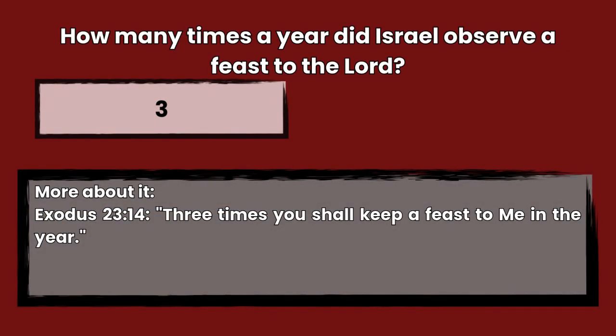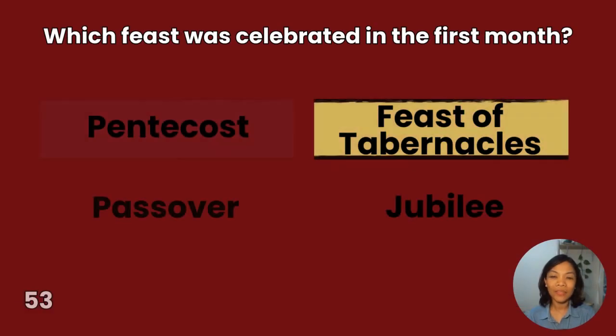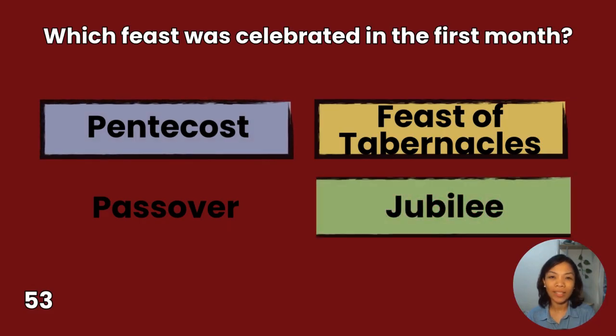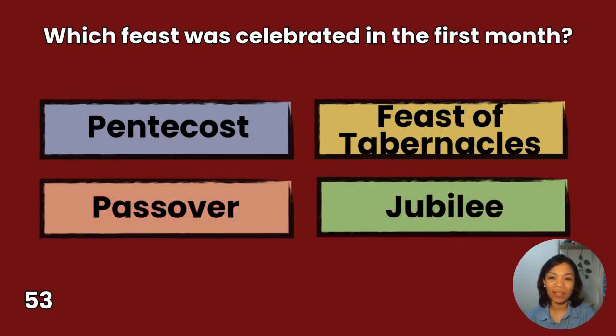The answer is 3. Exodus 23:14. Three times you shall keep a feast to me in the year. 53. Which feast was celebrated in the first month? Pentecost, Passover, Feast of Tabernacles, Jubilee. You have 10 seconds to answer.